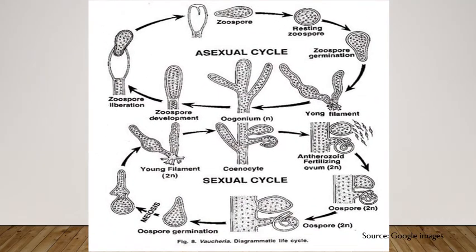So this is the life cycle, a brief picture which shows the life cycle of this Vaucheria. जो Vaucheria है ये reproduce करता है asexually by formation of this structure which is known as zoospore. zoospore बनता है zoosporangium के अंदर. ये zoospore थोड़े से period of rest में जाता है and after that will germinate to form this young filament. It gets mature to form the mature filament.